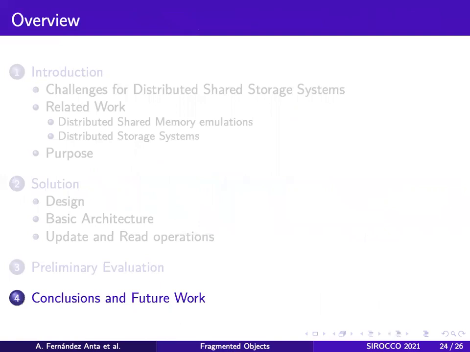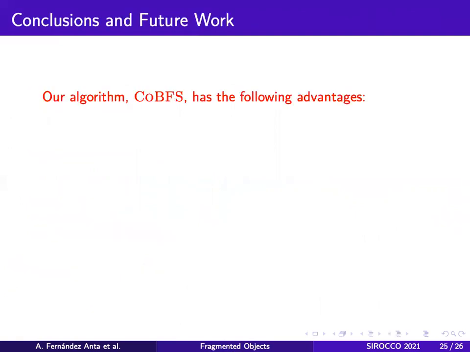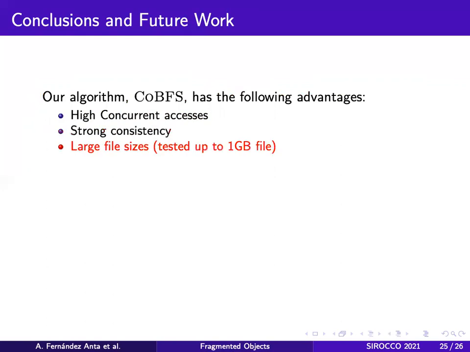I will conclude with the main goal of this research. Our algorithm CoBFS has the following advantages. It allows high concurrent accesses, provides strong consistency, and can handle large file sizes.